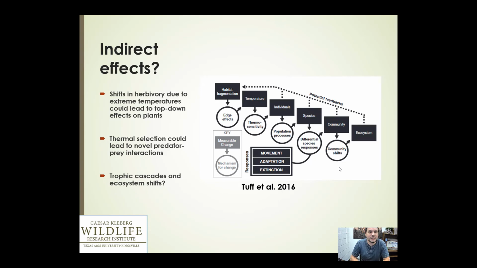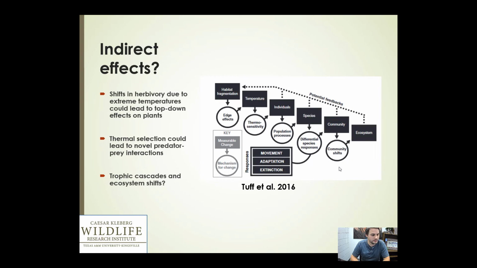and complex. Some suggestions in previous research have thought that shifts in feeding behavior of deer due to extreme temperatures could lead to top-down effects on plants, where certain plants that are out in more extreme conditions are allowed to continue to grow because deer are forced to browse and feed in thermal refuges, and so the plants within those thermal refuges may get hammered a little bit more than those out in the open. Of course, thermal selection could lead to novel predator-prey interactions.